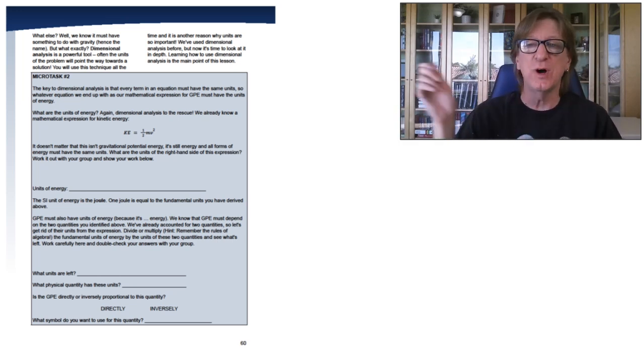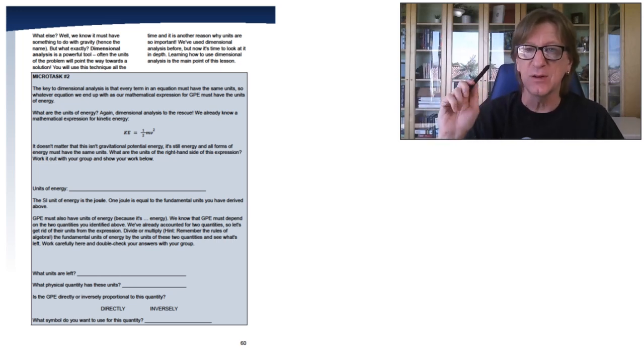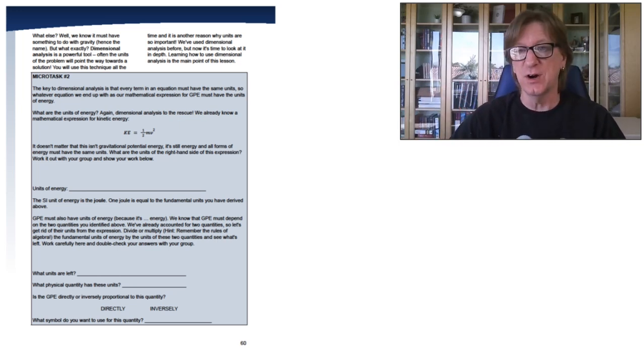Any equation we want, literally doesn't matter what it is. As long as it's energy, we can look at the symbols in that equation and figure out the fundamental units for that. So the only kind of energy we've talked about so far, formally, is going to be kinetic energy. So our kinetic energy is going to be 1/2 mv squared, right?